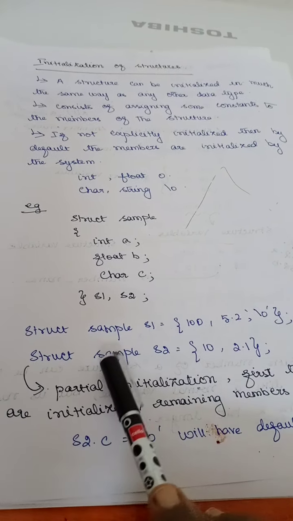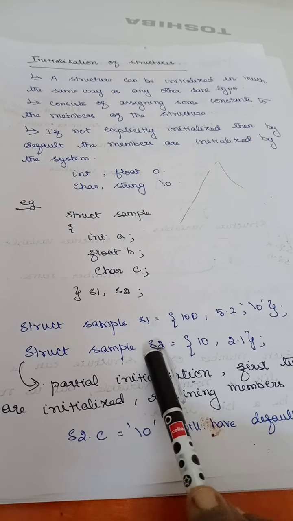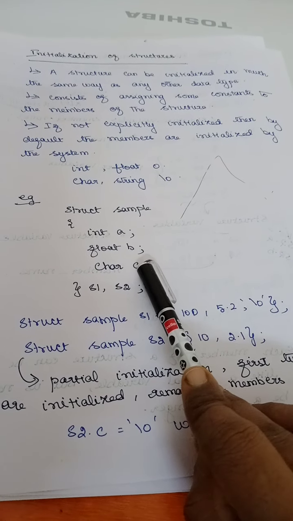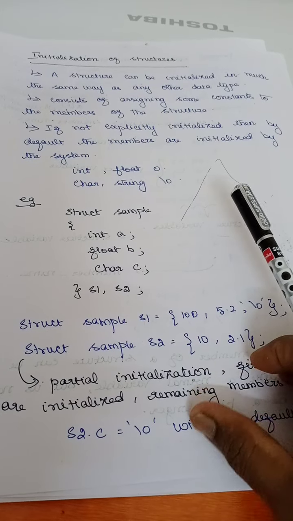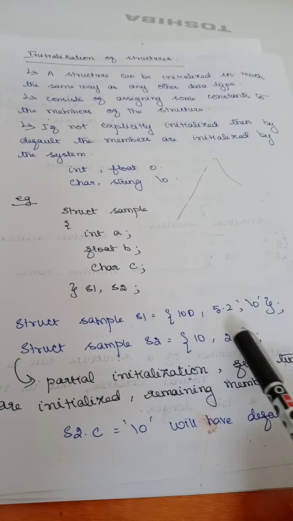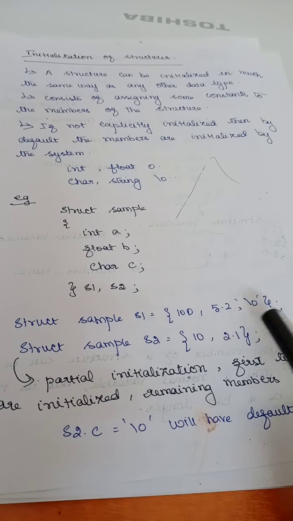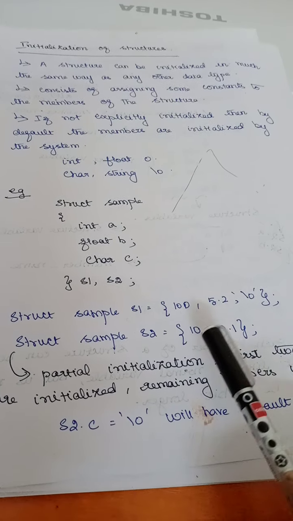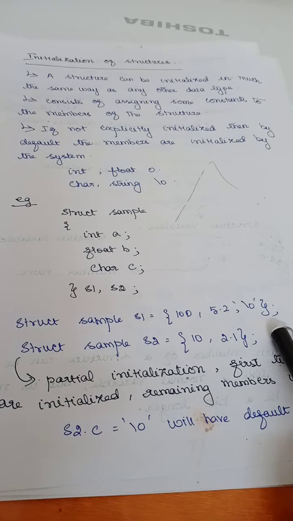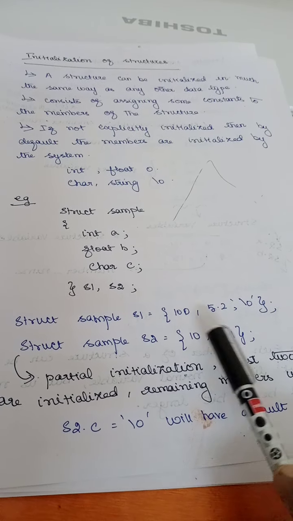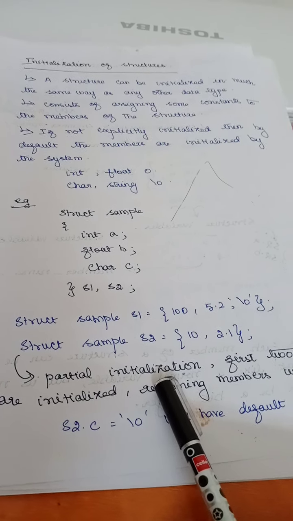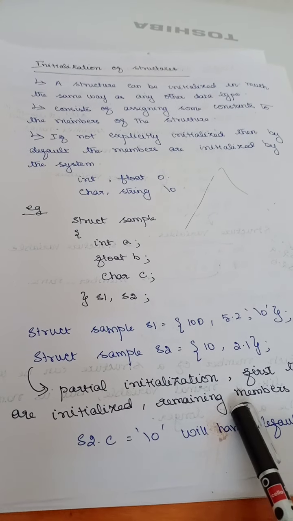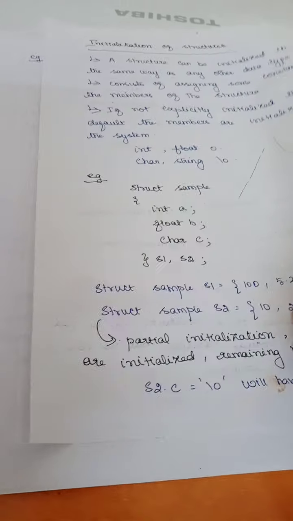Is that clear? Now when you see here struct sample S2, here I have given only 2 values. I have not given 1 value for character. So whatever values you have given will be initialized. The remaining values will automatically be initialized by the compiler. So if you are not initializing all values, you call that partial initialization, right? The remaining values will be initialized by the compiler. Is that clear? Right.